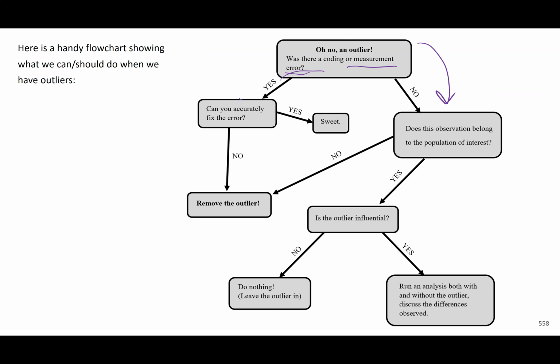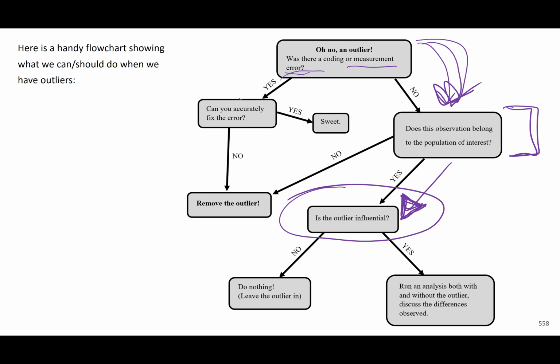So if it isn't a coding or measurement error, we need to determine, does this observation belong to the population of interest? There was a time we saw a long jump measurement or something like that for high school students, and it turns out the coach also participated. They weren't part of the population, so we removed that observation. They didn't belong. However, if you determine, no, there's no measurement or coding error, and this individual belongs to the population we're interested in, then we ask this: is it influential?